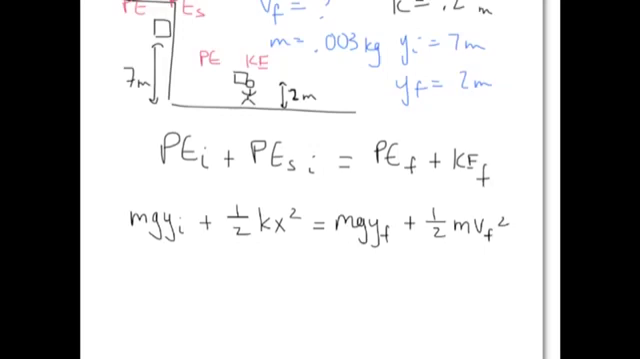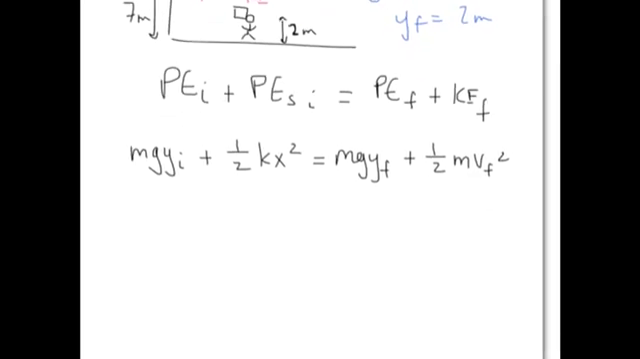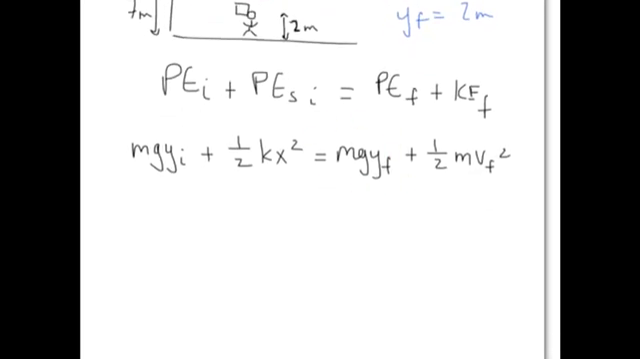We are trying to find VF squared, so we should move over the mgyf by subtracting it. So let's move this over by subtracting it. mgyi plus 1/2 kx squared minus mgyf equals 1/2 mvf squared. It's just algebra from this point on, right? We're just moving stuff. So take this entire expression and we move it over. How do I get rid of the 1/2? Multiply by 2, and then I want to divide by the mass. So multiply by 2.